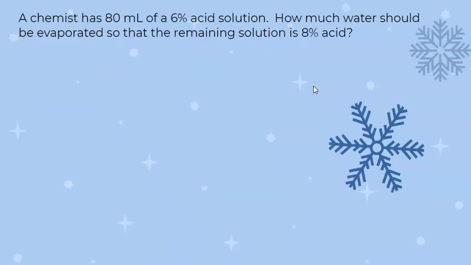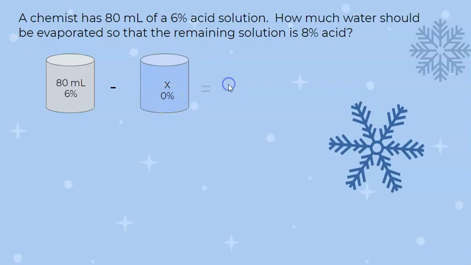Alright, here's another one. We have a chemist with 80 milliliters of a 6% acid solution. How much water should be evaporated so that the remaining solution is 8% acid? So if we're taking water out, it's going to be stronger, so that should make sense here. Now, when I think of this, I'm going to look at it again in the same way. I'm starting with 80 milliliters at 6%, but because I'm evaporating, I'm going to subtract water. I don't know how much, but water is 0% acid. And what I get is going to be some amount, 80 minus x, at 8%.